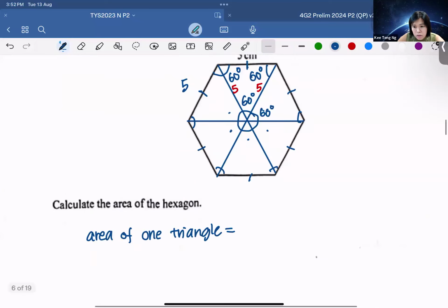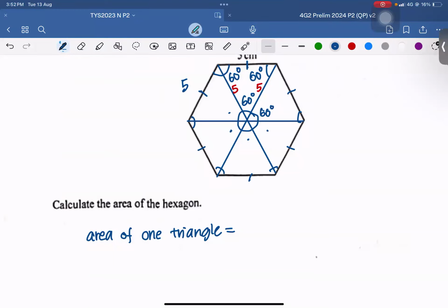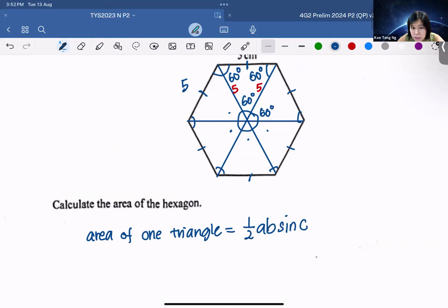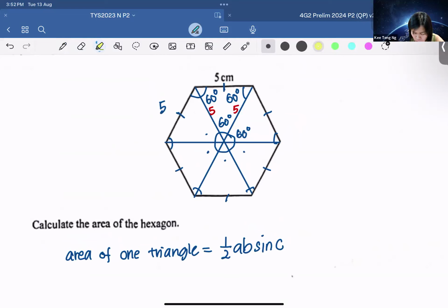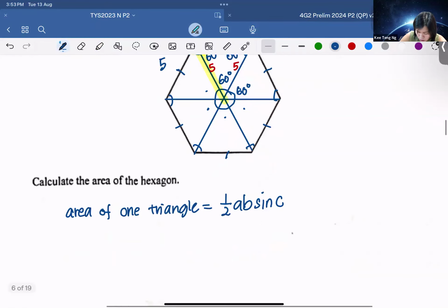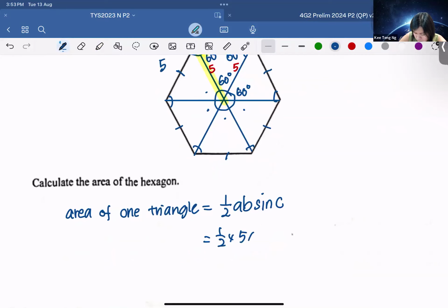Okay, formula, area of a triangle. Can anyone tell me the area of a triangle? No, half times base times height, this time what can I use? Half a b sine C. Very good. Half ab sine C. Correct, Elise. Don't doubt yourself. So in this case, I already have 2 sides. Half ab sine 60, or I can even use the other 2 sides. So I have half times 5 times 5 times sine 60 degrees.